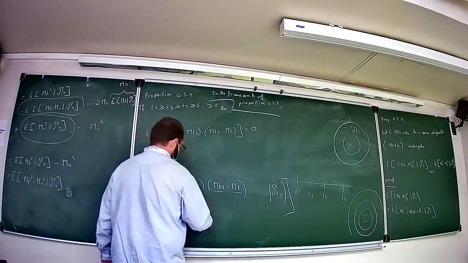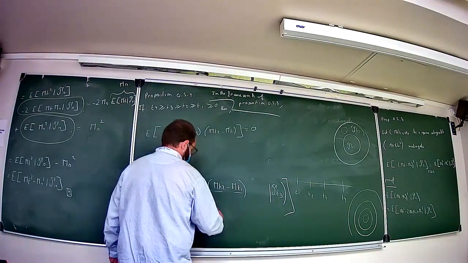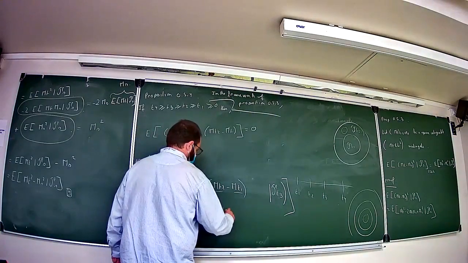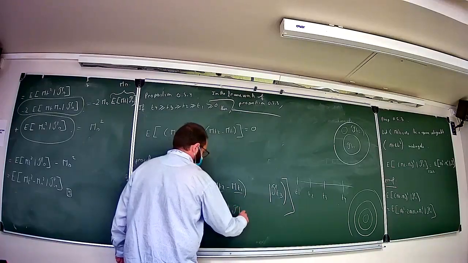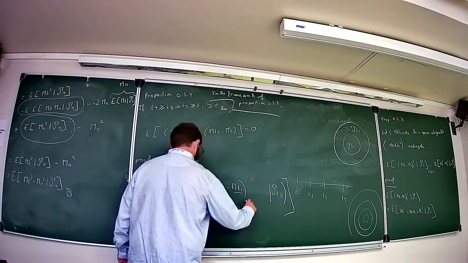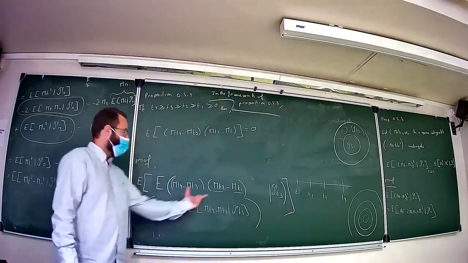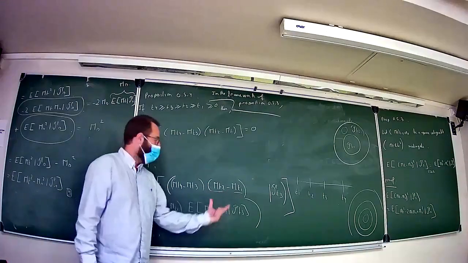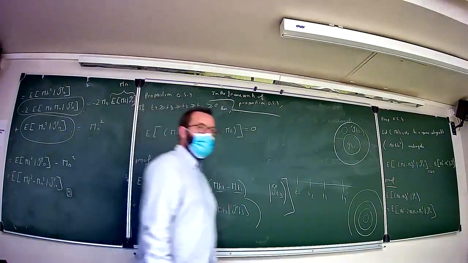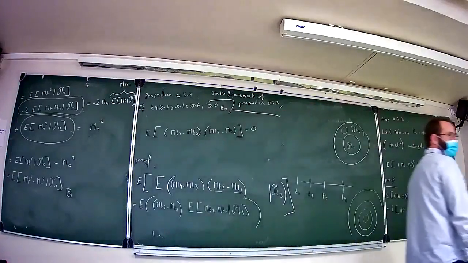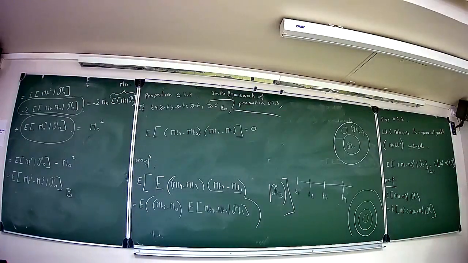times the conditional expectation of MT4 minus MT3 given FT3. I just remove the term that is FT3 measurable. Do you agree? It is just a basic property of conditional expectation. And now to conclude, for the moment, the only thing I have used is the fact that my process is adapted. I will need to use the fact that it is a martingale.